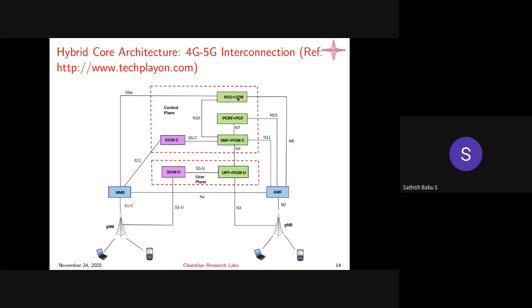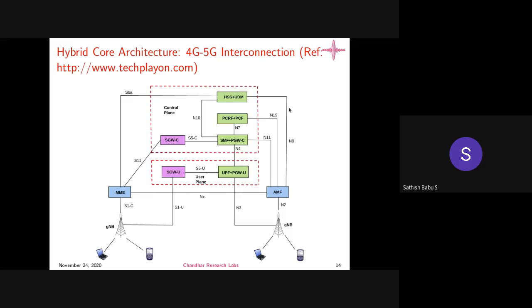Similarly, HSS is your home subscriber system in 4G. It takes care of all your subscriber information or user information, and UDM does the same thing. So I'm combining this. In this way, it is possible to migrate to a hybrid core architecture. With a single architecture, you can enjoy both your 4G and 5G services, or you can realize the functions of both 4G and 5G.